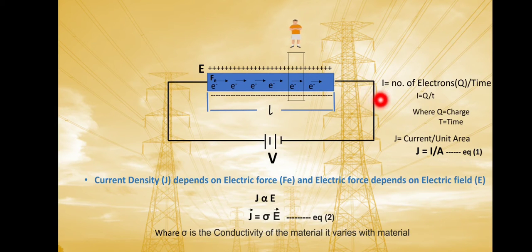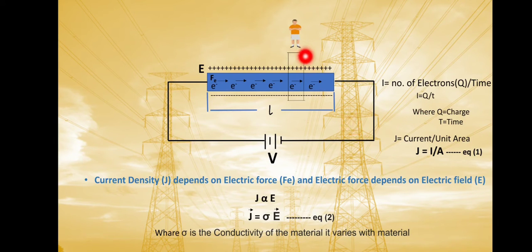In previous classes, we have already studied the current definition. In the description, I have given the links. Please go through it once. What is the definition of current? The amount of charge passing through this cross section in 1 second is called current. The amount of charge is Q, and the time is T.